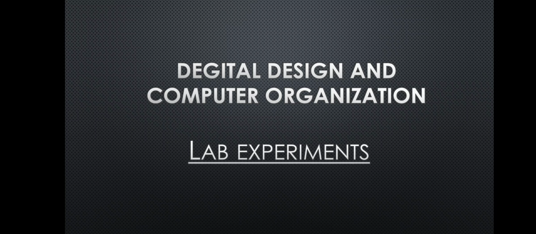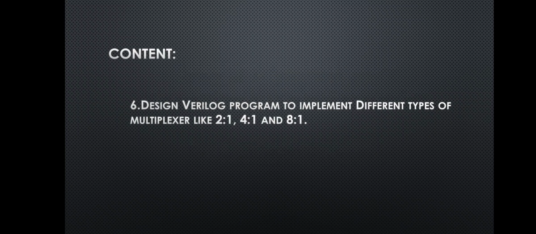Hi everyone, we are going to learn about the sixth experiment, that is, design Verilog programs to implement different types of multiplexer like 2:1, 4:1 and 8:1. A multiplexer is a combinational circuit that selects binary information from one of many input lines and directs it to the output line.